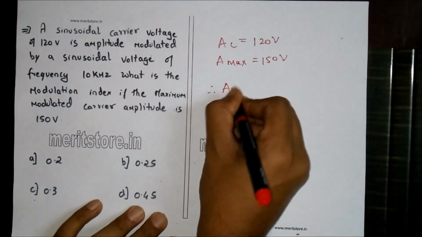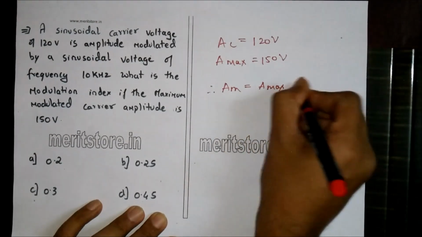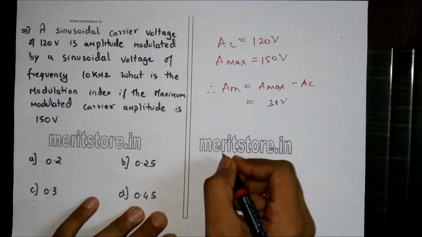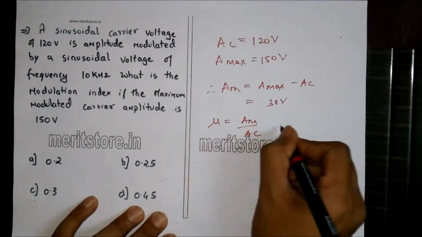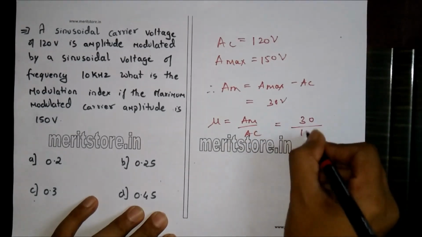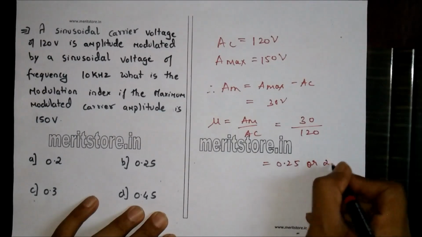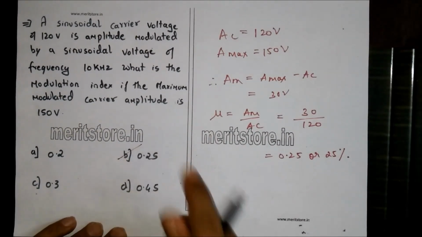Therefore, AM, which is the modulating amplitude, will be equal to A max minus AC, which will be equal to 30 volts. Now, the modulation index mu is given by AM upon AC, which is equal to 30 upon 120, which is equal to 0.25 or 25%. So the correct answer is option B.